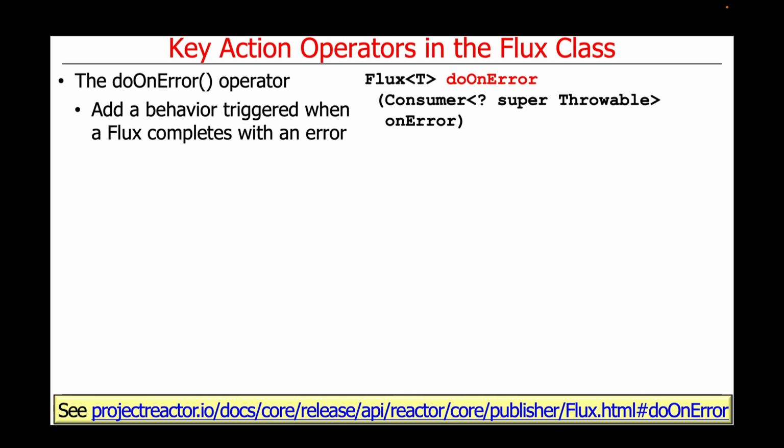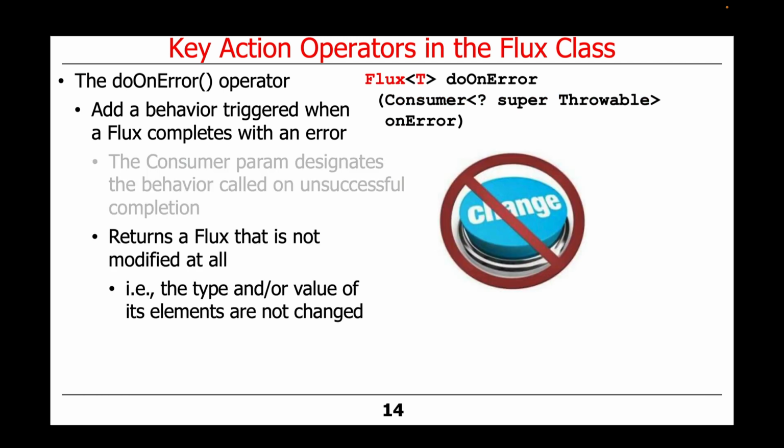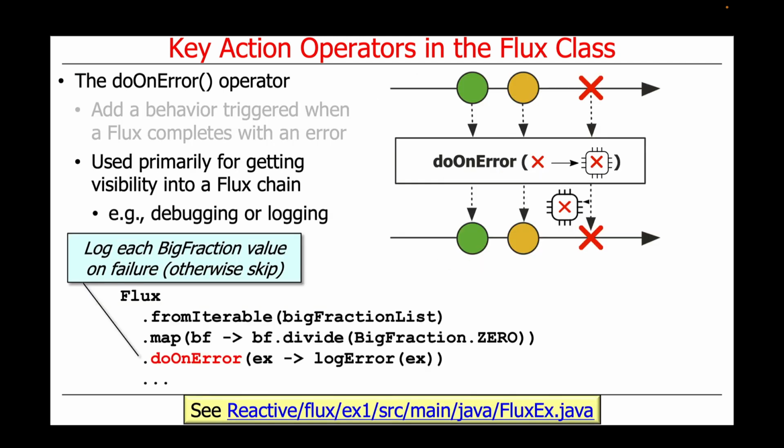Let's now turn our attention to the doOnError operator. And this operator adds a behavior that's triggered when a flux completes with an error, unlike doOnNext, which is when a flux completed successfully. Once again, a consumer parameter is passed in, and this designates the behavior to call on unsuccessful completion. And you can see what it takes here is the throwable, which is an indication of the kind of exception that occurred. doOnError returns a flux that's not modified at all, just like doOnNext. In other words, the type and/or value of its elements aren't changed in any way, shape, or form. Once again, we can use doOnError primarily for getting visibility into a Flux stream, for debugging or logging purposes.